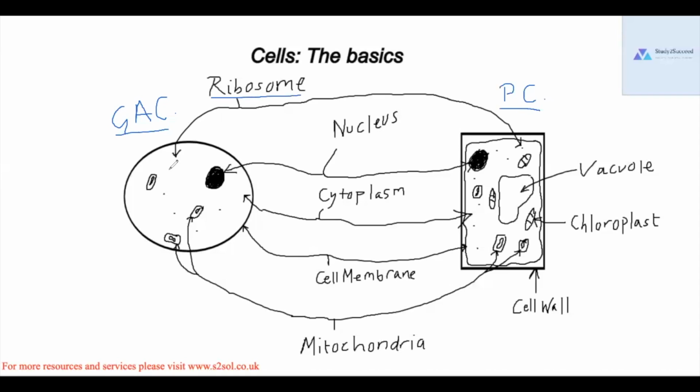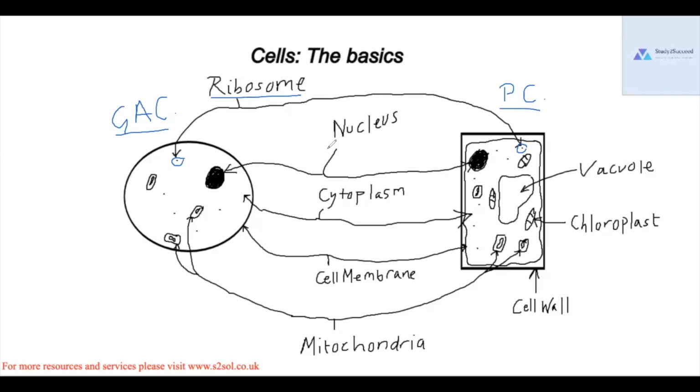And the ribosomes are depicted by these small black dots here in the generic animal cell and here in the plant cell. Even though they look very small, they are super important. And at the ribosomes, we have a process called protein synthesis that occurs. So the role of the ribosomes is to synthesize proteins that the cell can use.